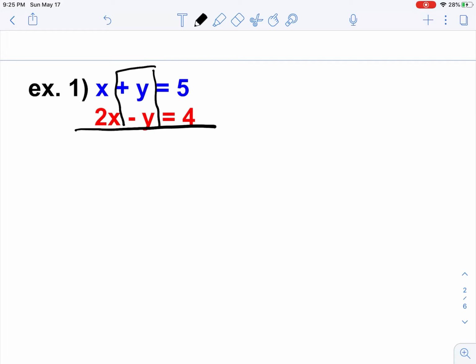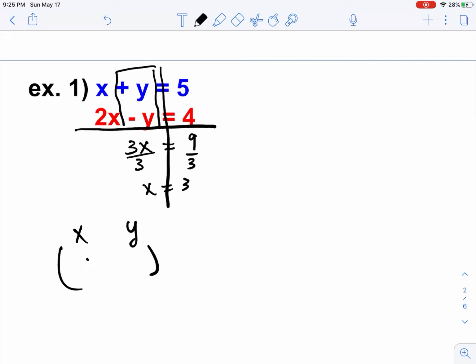So I box those off to show, okay, those are my opposites, draw my line through, and now I add my equations. So 1x plus 2x makes 3x on the left equals 9 on the right. Real easy to solve now. Divide by 3, x equals 3. So remember, you're not all the way done. As always with the system, you're looking for a point where the two lines cross.